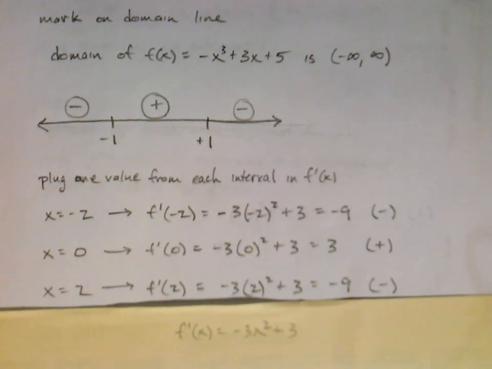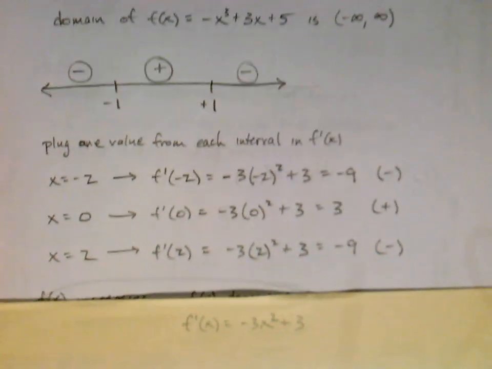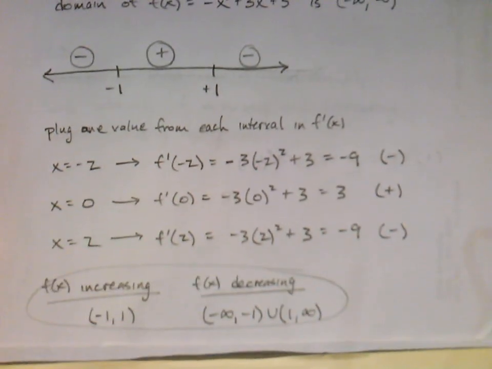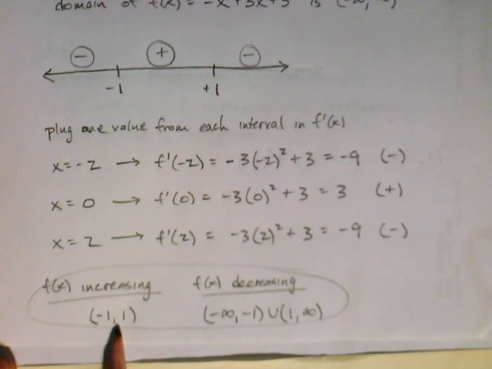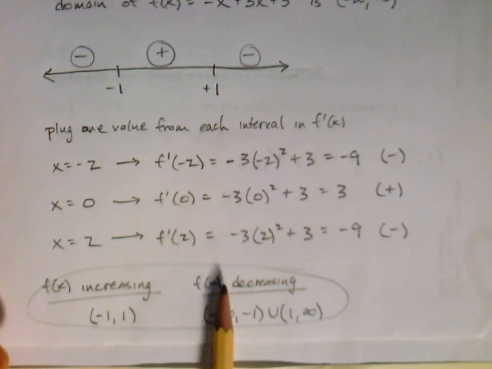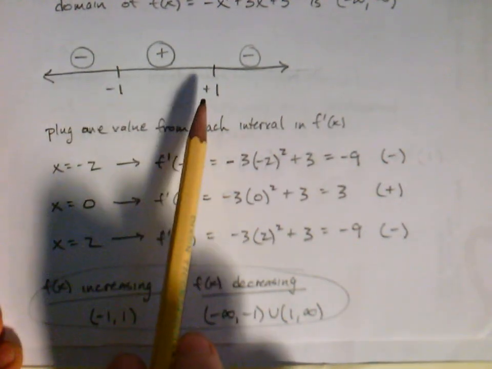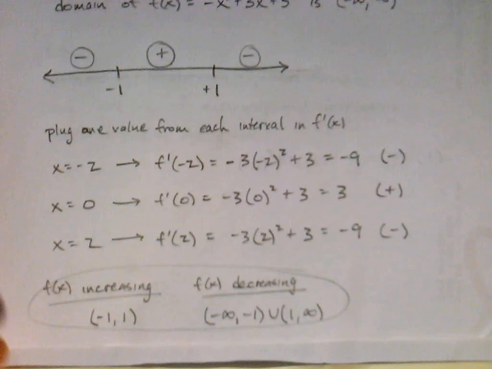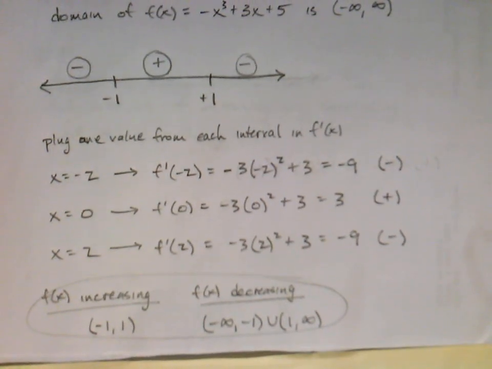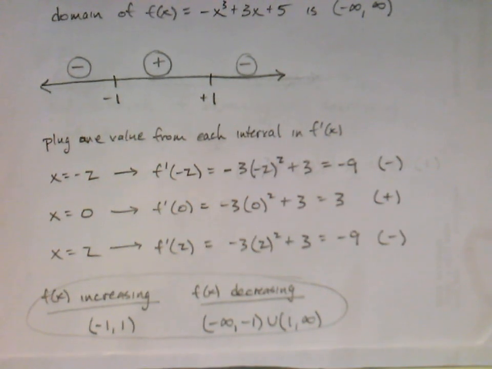And with that, we're able to answer the question. F of x is increasing between -1 and +1. F of x is decreasing from -infinity to -1, and then again from 1 to infinity. We've got our answer. There it is. Okay, very nice. Let's try a harder one.